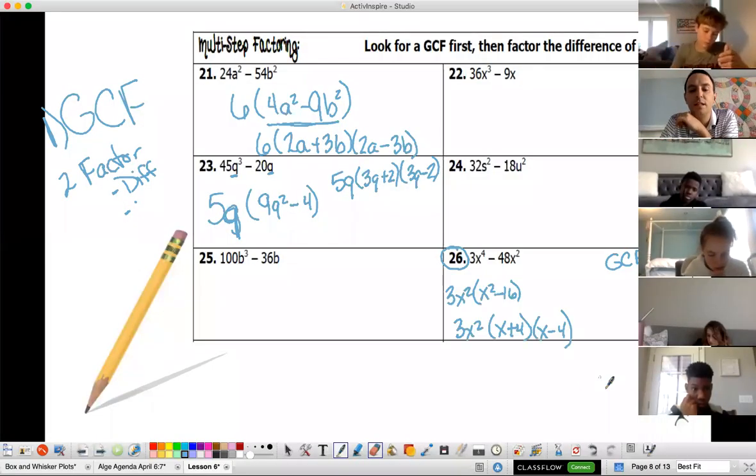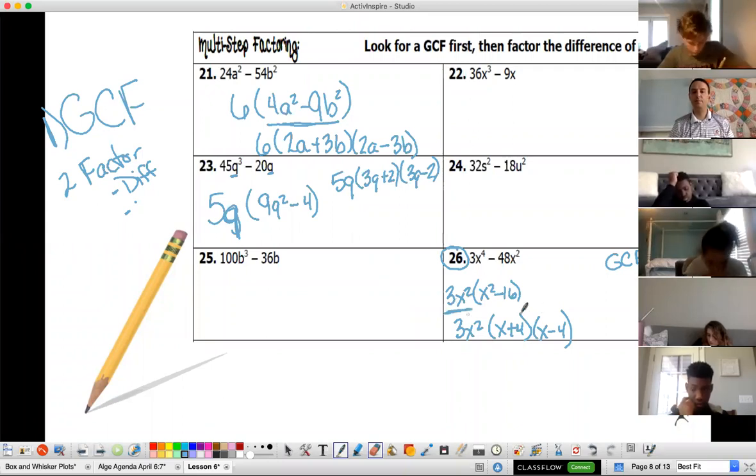All right, take a look and see how you did. So my GCF in this case is 3x squared. And then when I divide them all by 3x squared, I end up with x squared minus 16. And then I can factor x squared minus 16 into x plus 4 and x minus 4. How did we do? Good?